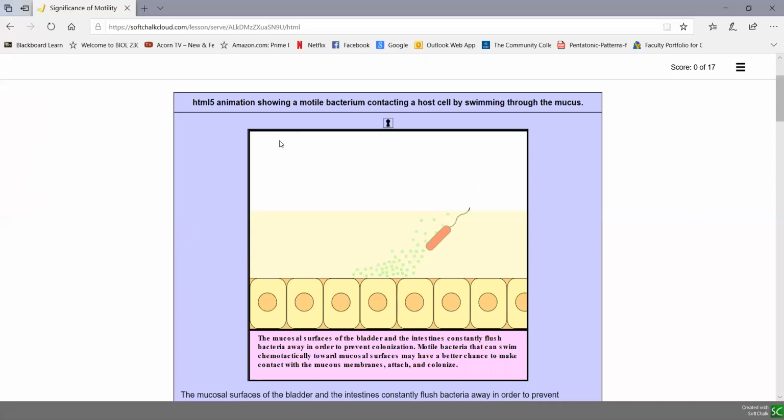So there we see it moving towards increasing attractant until it gets down to the epithelial cells. And then again, it can use cell wall adhesins or glycocalyx or pili, which we'll take up in another SoftChalk lesson, to attach.